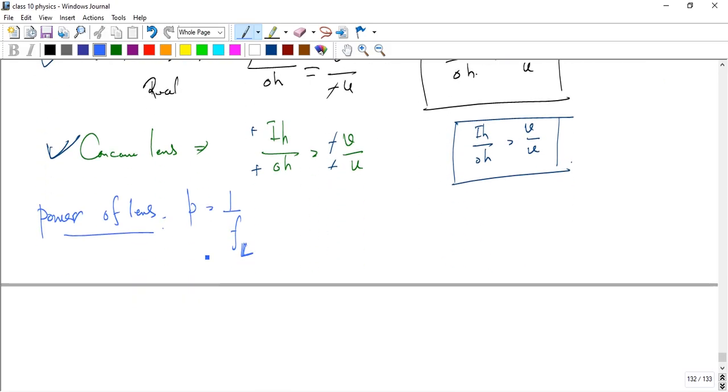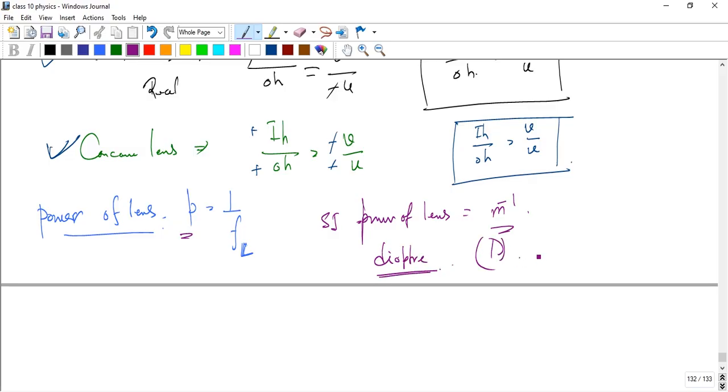So that is the power of a lens, that is, power equal to 1 by FL. That is the power of a lens. So the SI unit of the power of a lens is meter to the power minus 1. And another important thing, the unit is called diopter. The symbol is D.